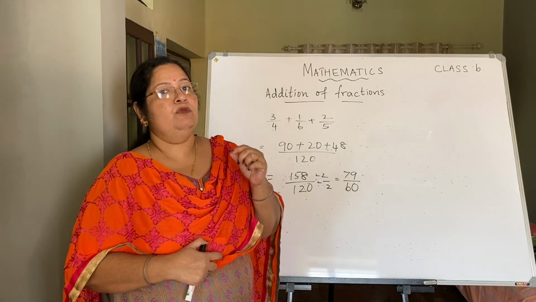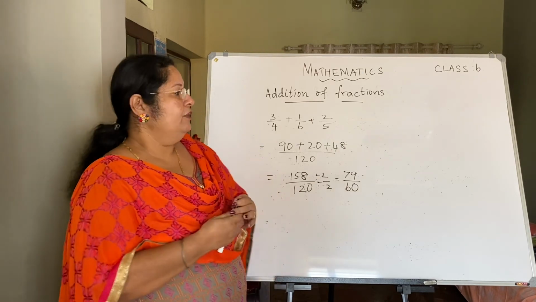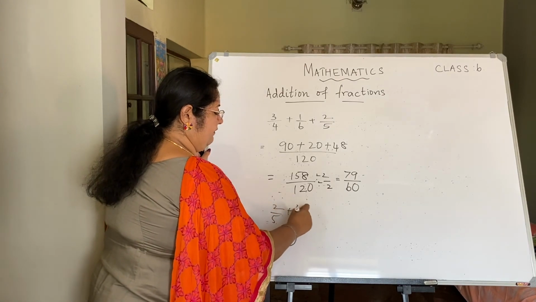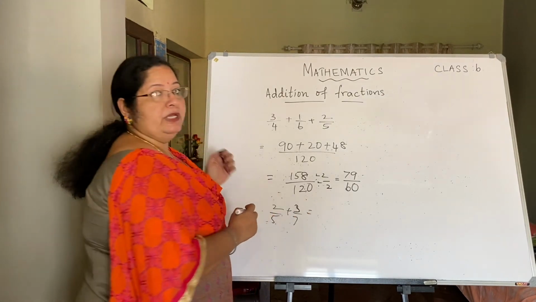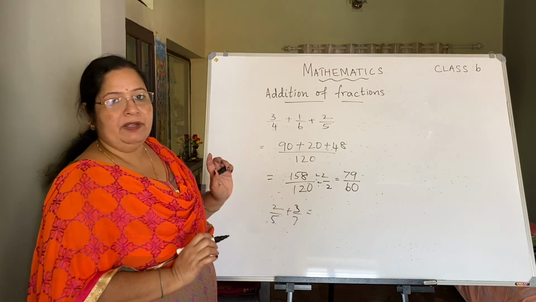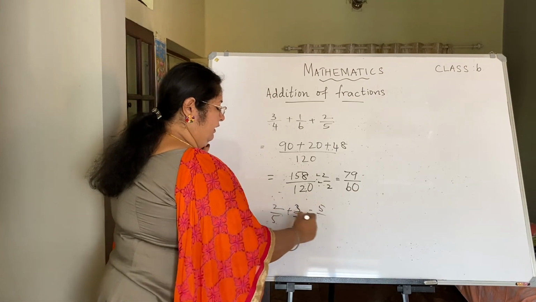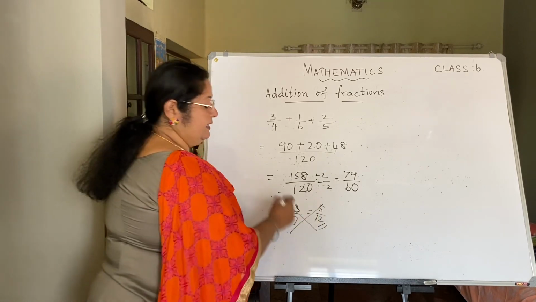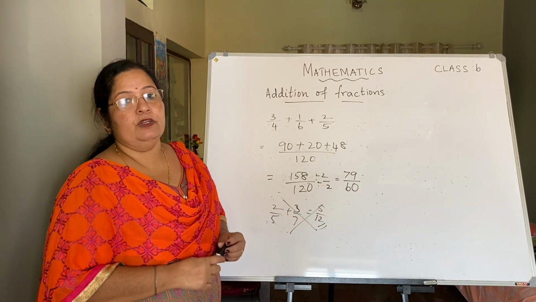See, generally a mistake what we find is, when you're given 2 fractions to be added, say suppose it is 2 by 5 plus 3 by 7. What generally children do is they will add both numerator and denominator and keep. That is 2 plus 3, 5, 5 plus 7, 12. So 5 by 12 they will add and keep. This concept is wrong. So please don't go for that.